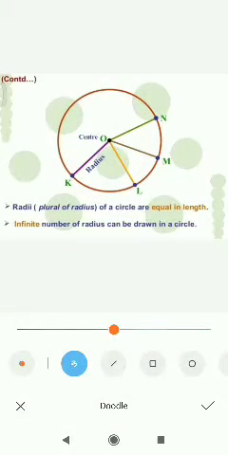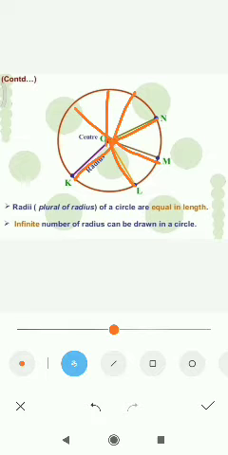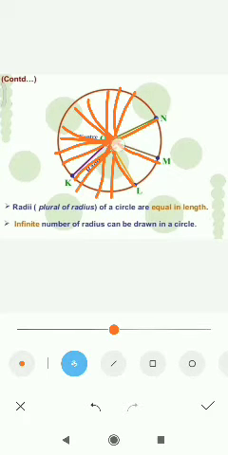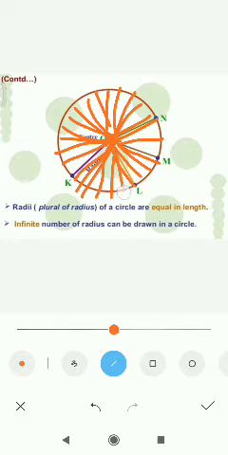Radii, the plural of radius, of a circle are equal in length. An infinite number of radii can be drawn in a circle. So this is one radius, this is another, this is one more. In the same way, you can draw an infinite number of radii. This is very thick, and if the ink is very thin, you will have even more. Too many.